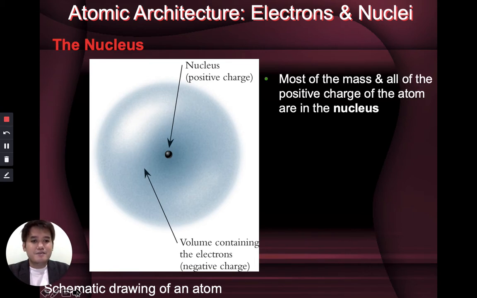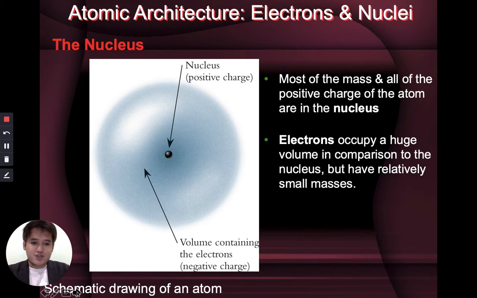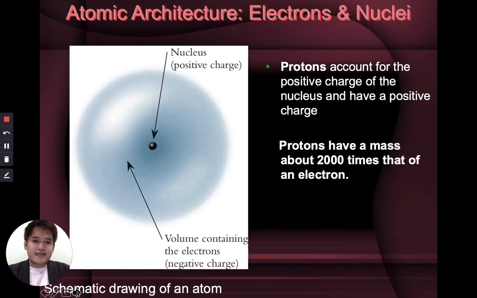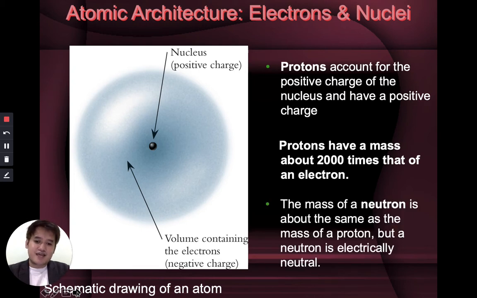Okay, so most of the mass and all of the positive charge of the atom are in the nucleus. Again, the neutron and the proton. Electrons occupy a huge volume in comparison to the nucleus, but have relatively small masses. And the protons, they account for the positive charge of the nucleus, and they have a positive charge as well. Protons have a mass about 2,000 times that of an electron. Again, the actual values are found in your module. And lastly, the mass of a neutron is more or less the same as that of a proton, but the difference is that neutrons have zero charges.